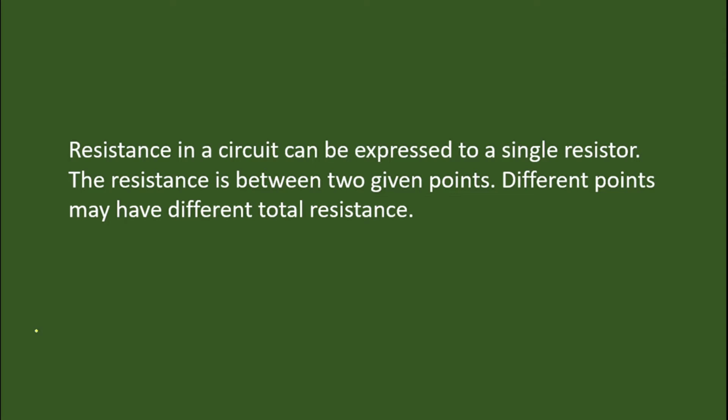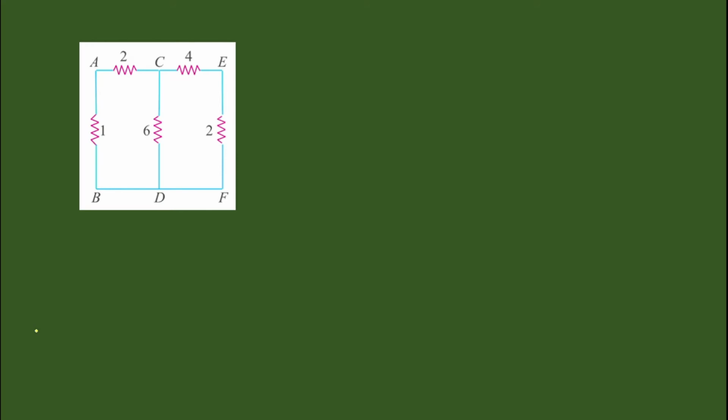resistance value. Let's say, for example, for this illustration, we have point A, point B, point C, point D, point E, and then point F. Now, we have 2 ohms, 1 ohm, 6 ohms, 4 ohms, and then 2 ohms. Let's say, for example, determine the total resistance value at point A and B. So, point A and B.